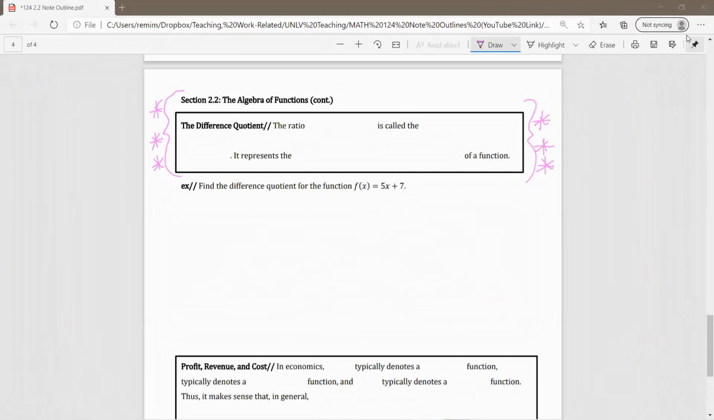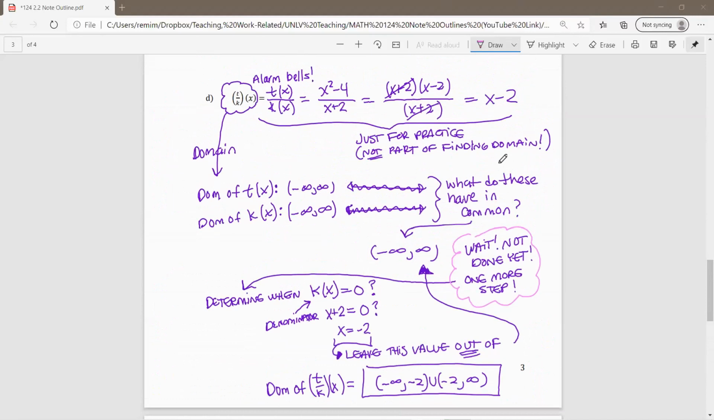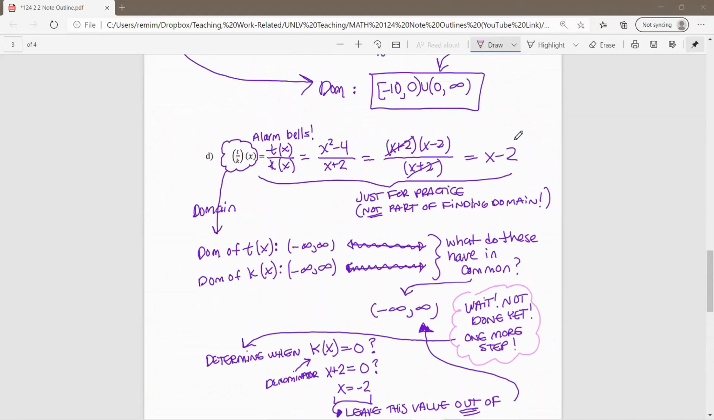All right, so now we are on the top of page 4, and we're about to talk about the difference quotient, but I just remembered that I said something about the previous page. I said that I was going to come back to this part right here, and I forgot to do that. So let me talk about this last part really quick on the last example that we just finished.